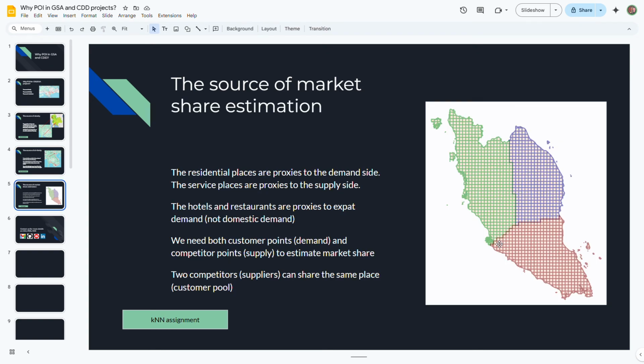And then the last one is quite important to business development as well, in the sense that you can actually use the POI places in order to divide the market into segments or areas, and then eventually you can estimate the market share. Okay, so for this one you need two things. The first thing is the customer points or the demand side, and the second thing is the competitor points or the supply side, right?